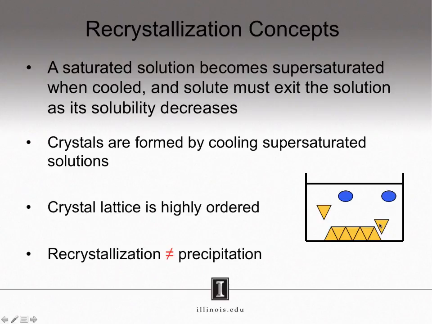One note before we continue. Recrystallization is not the same as precipitation. You may have heard of precipitation in general chemistry. Precipitation is when a solid is formed as a result of a chemical reaction. A recrystallization is not a chemical reaction. In a recrystallization, you take one compound, you dissolve it, and then you get the same compound back as a solid. No chemical reaction has occurred.